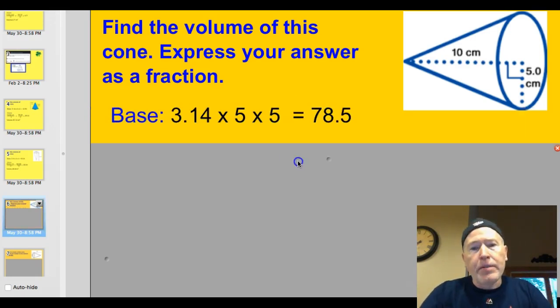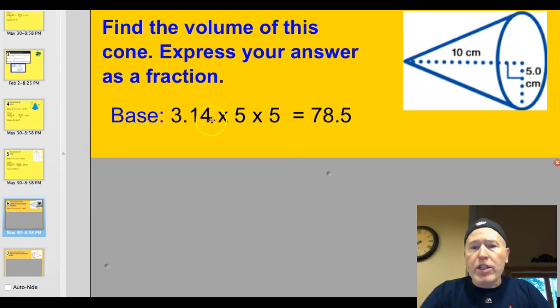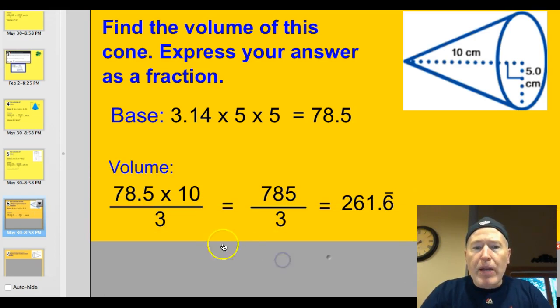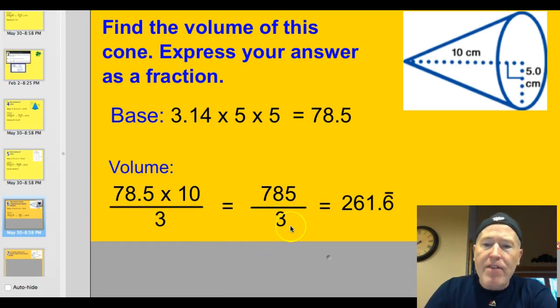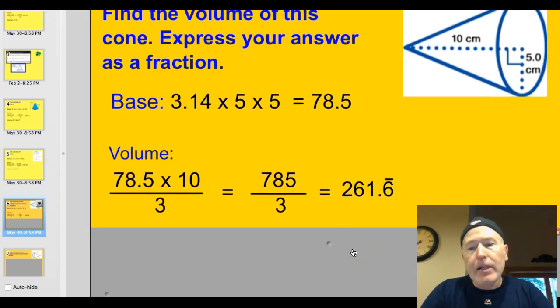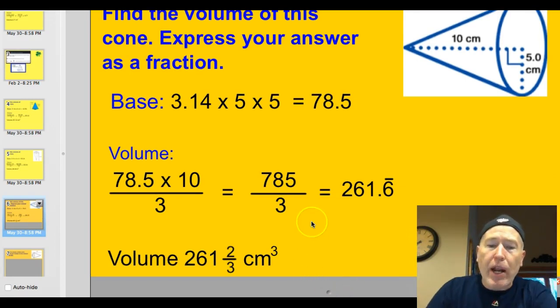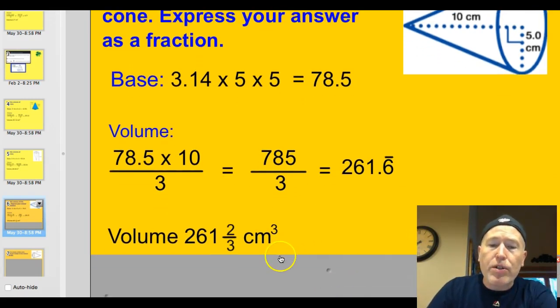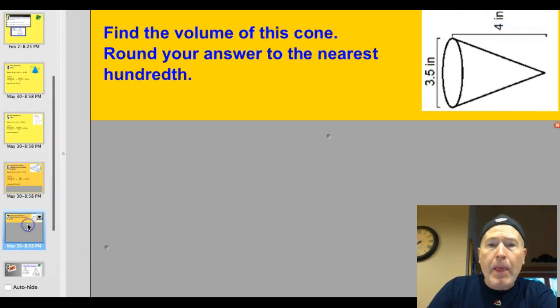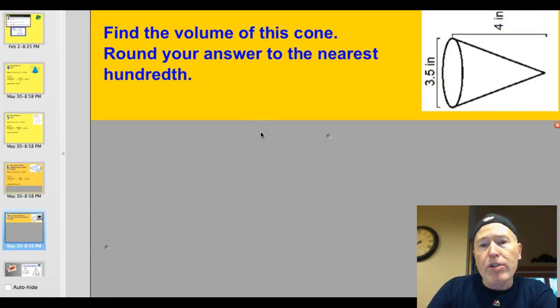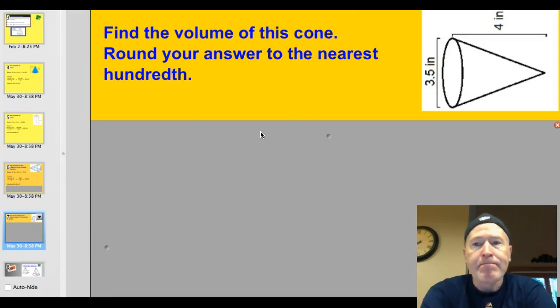All right, let's take a look. Well, if you found the base correctly, pi r squared would be 3.14 times 5 times 5, giving you a base on that circle or an area of 78.5. Multiply that by 10, you have 785. Divide by 3, it's 261.6 repeating. Well, 0.6 repeating is really 2/3. So our answer is 261 2/3 centimeters cubed. All right, on this one, we'll be rounding to the nearest 100th. Go ahead and pause the video and give it a shot.